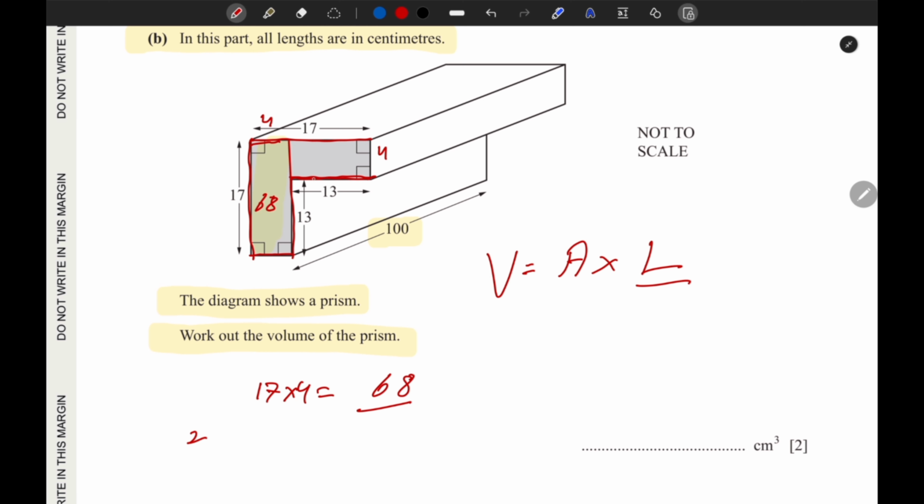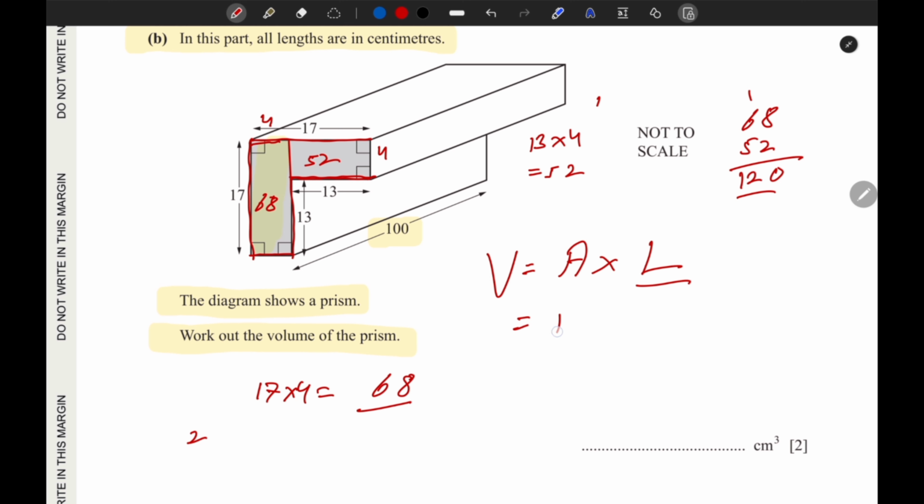And the area of this is 13 times 4. What is 13 times 4? 3 times 4 is 12, 2 carry over 1. 4 times 1 is 4, plus 1, 5. 52. So this area is 52. Now what is the total area of this? That will be 68 plus 52, which is 0, carry over 1, so this will be 120.